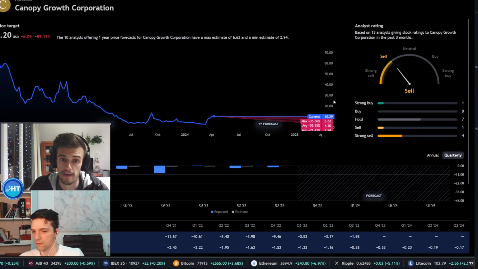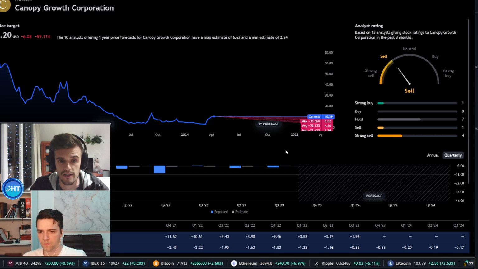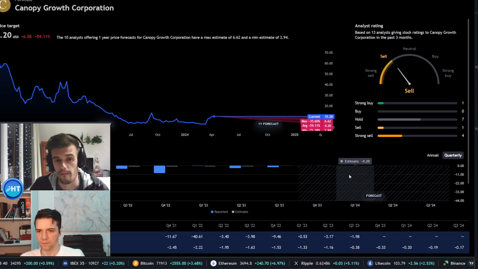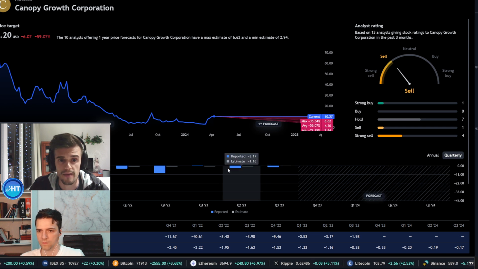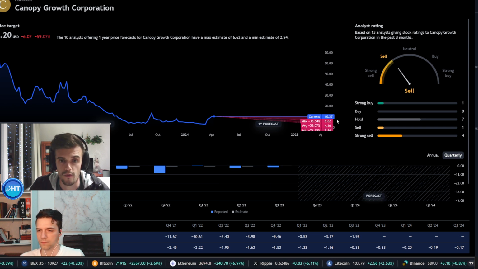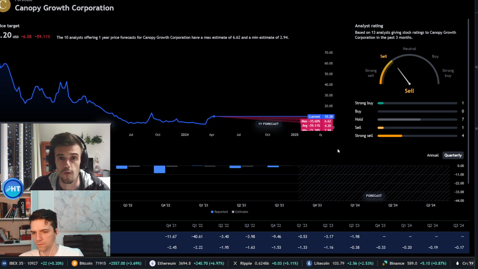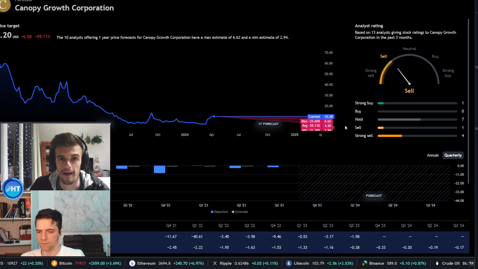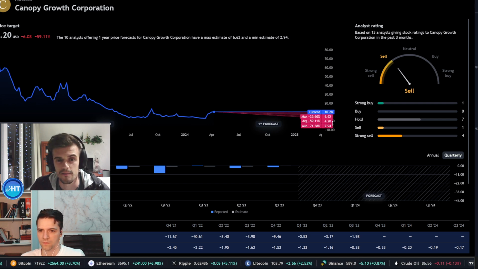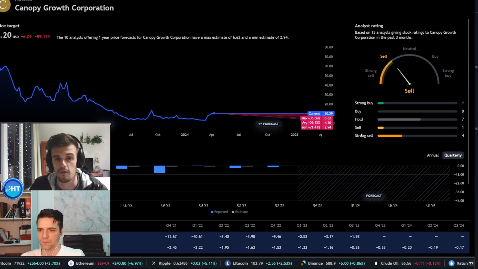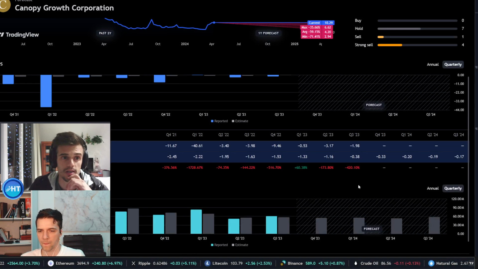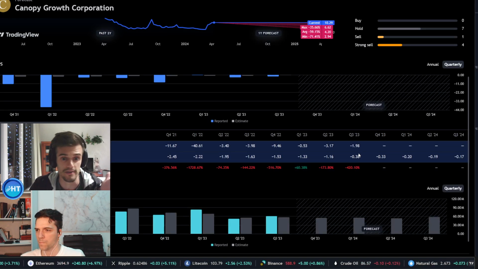Wow. The minimum one is minus 71%, to almost $3. Well, minus $3. Then we have the average, minus 59%, $4.20. Good number for this type of stocks. And then we have the maximum one, minus 35%, $6.62 more or less. The current price is $10. So they are not very bearish on this stock.